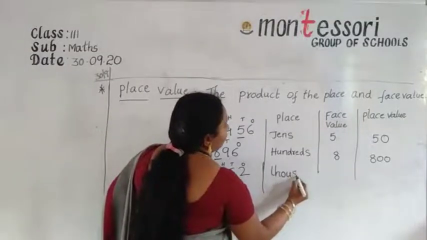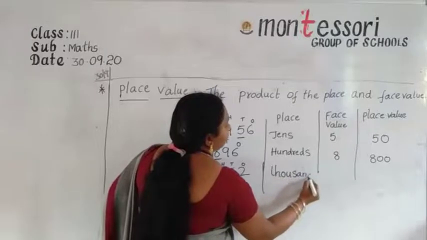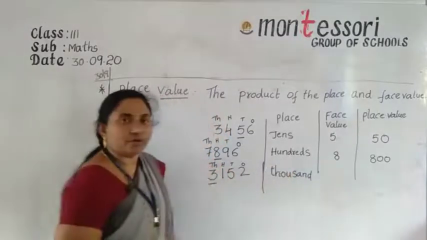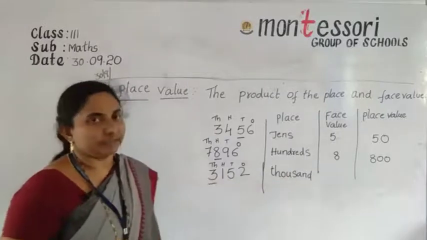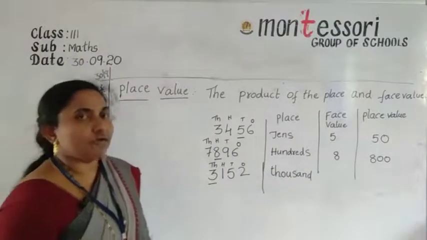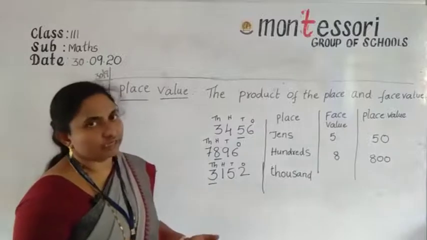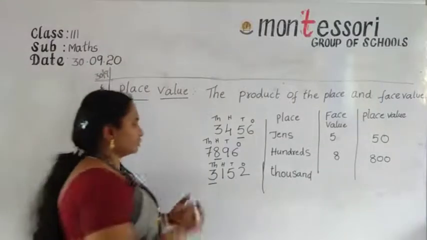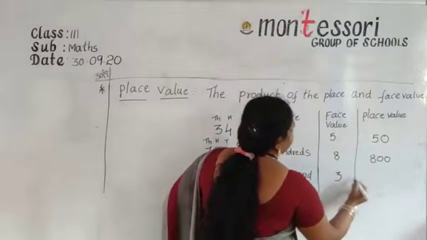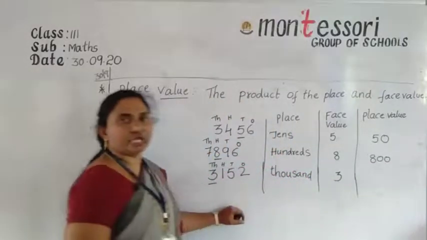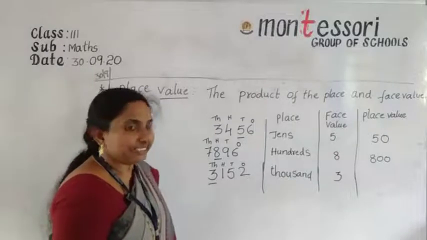Here you can write the place in words. Okay. Now what is the face value of 3? 3 only. Why? Because it is the number itself. So now I am writing here 3. So face value is compulsory in a 1 digit number. Okay, understood?